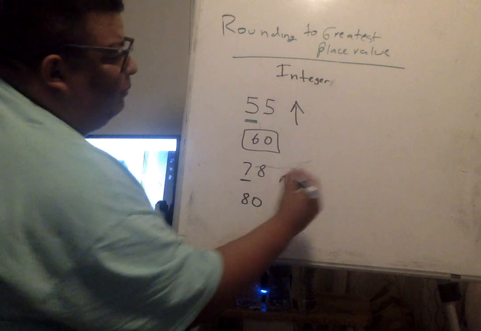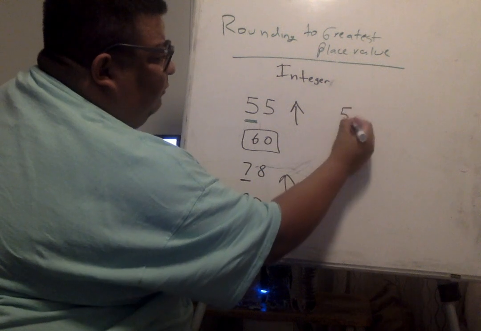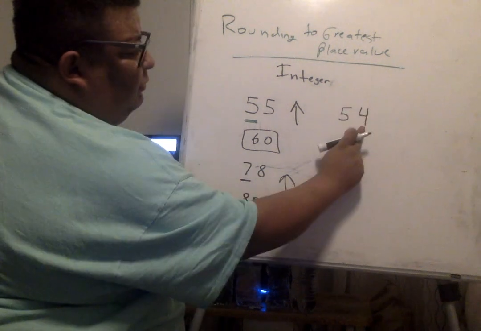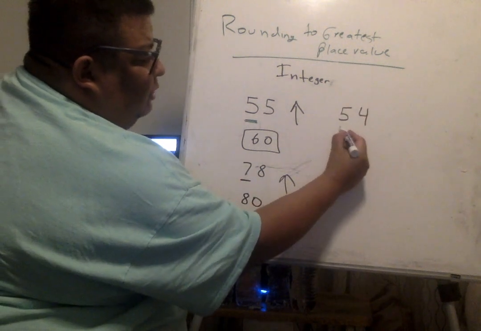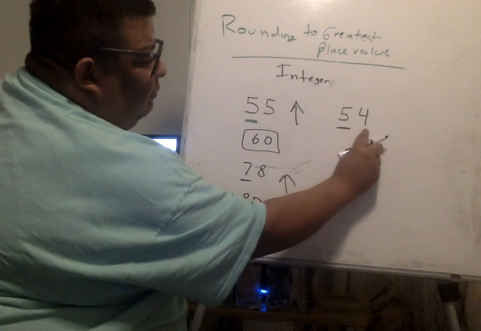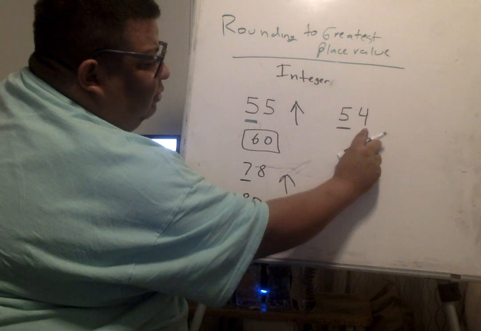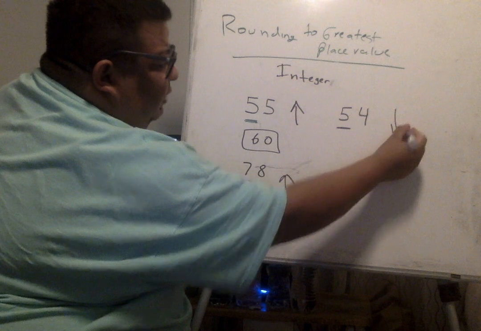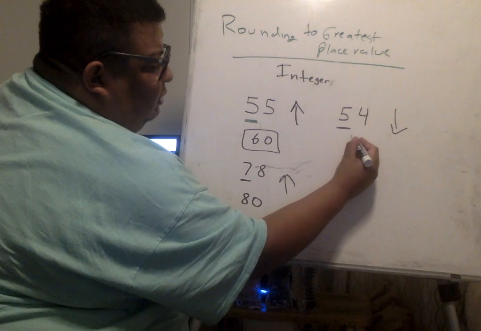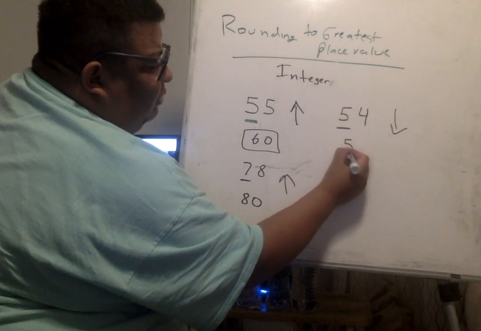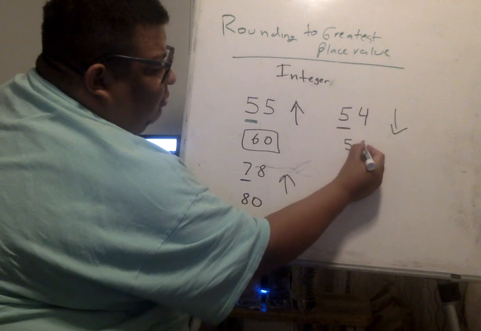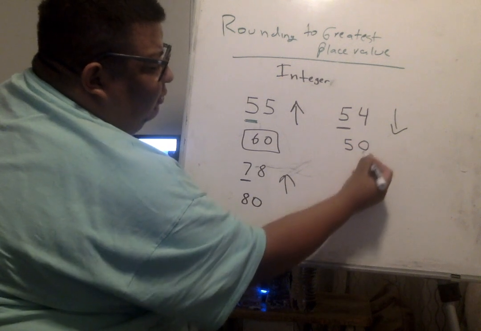Let's say you have 54. For 54, the greatest place value is 5. So the next digit is 4. Is 4 5 or greater than 5? No. So you round down. So what you have to do is like this. You leave the 5 by itself, and then you put a 0 because you round down.